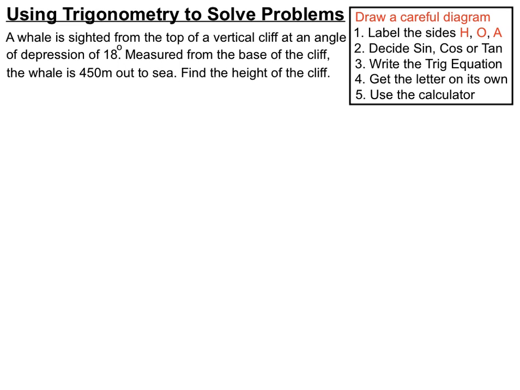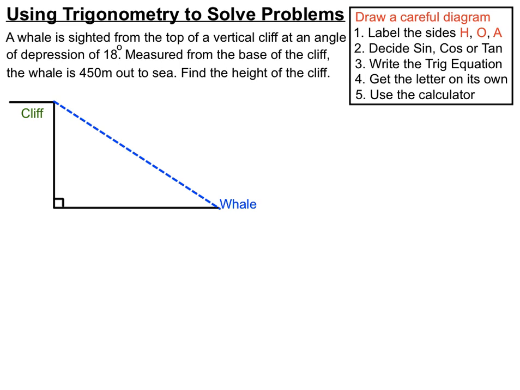Using trigonometry to solve problems here, we're finding the height of a cliff now when we're looking down at a whale. Okay, now we've got a vertical cliff and we're looking down at a whale. And when we say the word vertical, we can put the right angle symbol in the bottom there. So we've already got most of our triangle here. Now, they use the phrase angle of depression. Once again, if you've forgotten how that works, we could look at a previous video in the trigonometry series here.